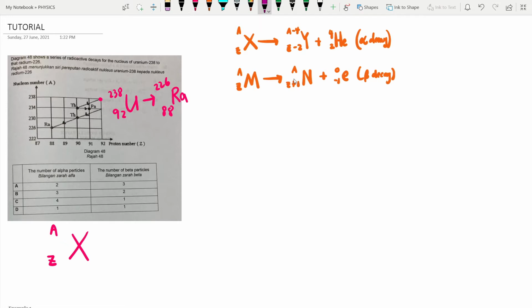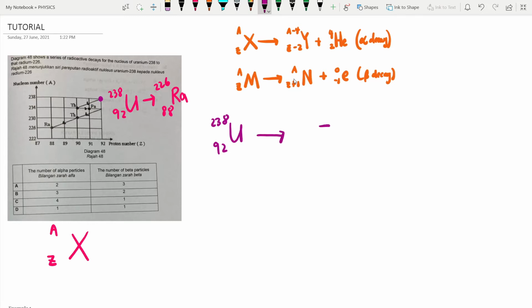Tapi before dia sampai jadi radium tu dia melalui beberapa proses decay. Ada banyak proses dia. So first of all, daripada U-238, 92, kita nak tahu berapa banyak alpha decay yang dah berlaku dan berapa banyak beta decay. Setiap kali berlaku alpha decay, dia akan menghasilkan satu alpha particle. So kita kena calculate berapa kali benda tu berlaku. Kita tengok satu-satu. Daripada sini, kita tengok anak panah dia, dia pergi ke Th.